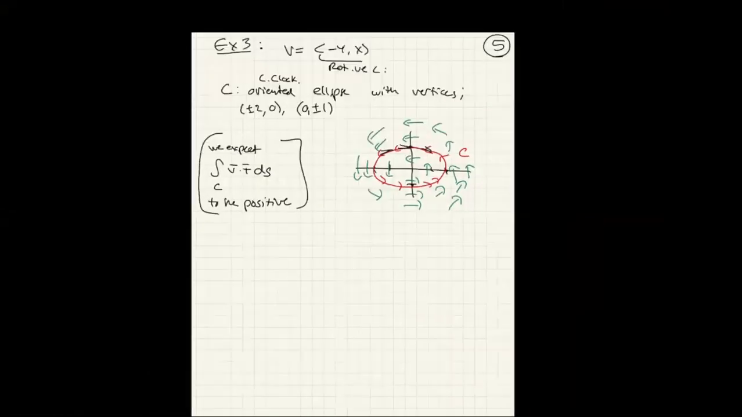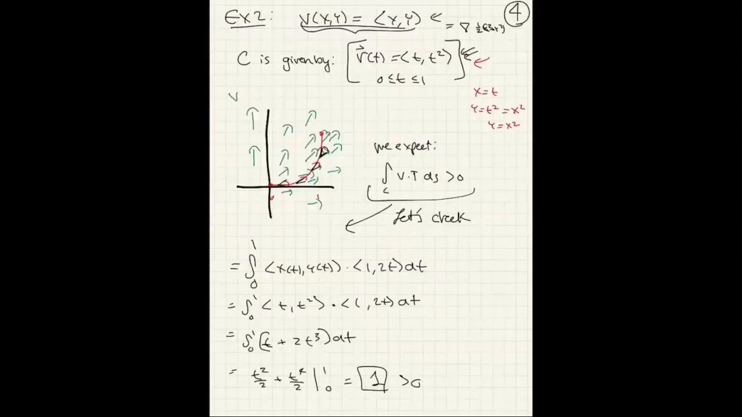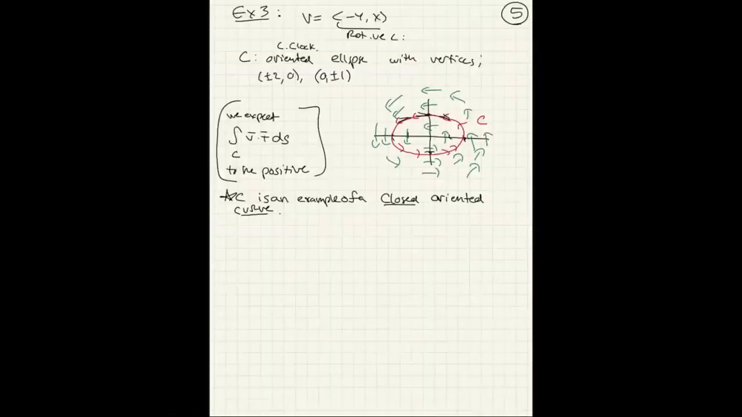And so we need a parameterization. And I'll say one thing: C is actually today our first example of a closed oriented curve, meaning it doesn't have endpoints. Like the past two examples, these were paths. They had an endpoint and an endpoint. Over here, we've got a loop, so no endpoints. It starts where it stops. And more and more of our examples will be closed curves.